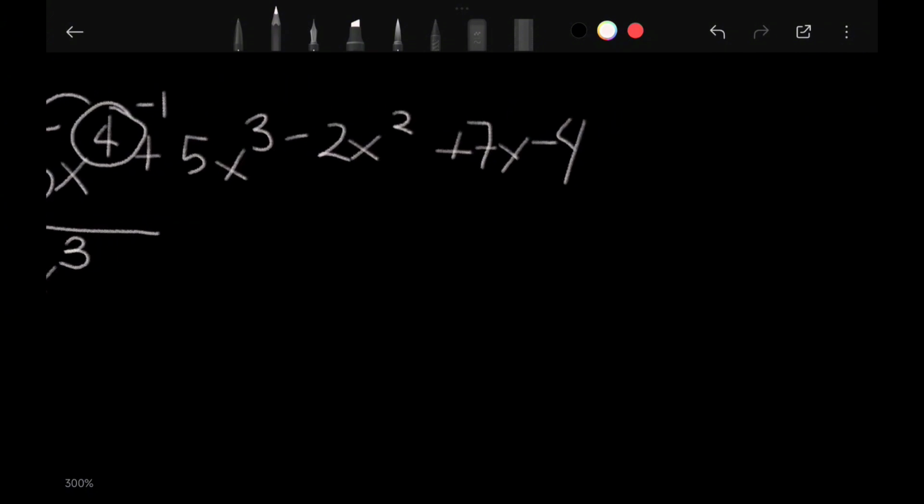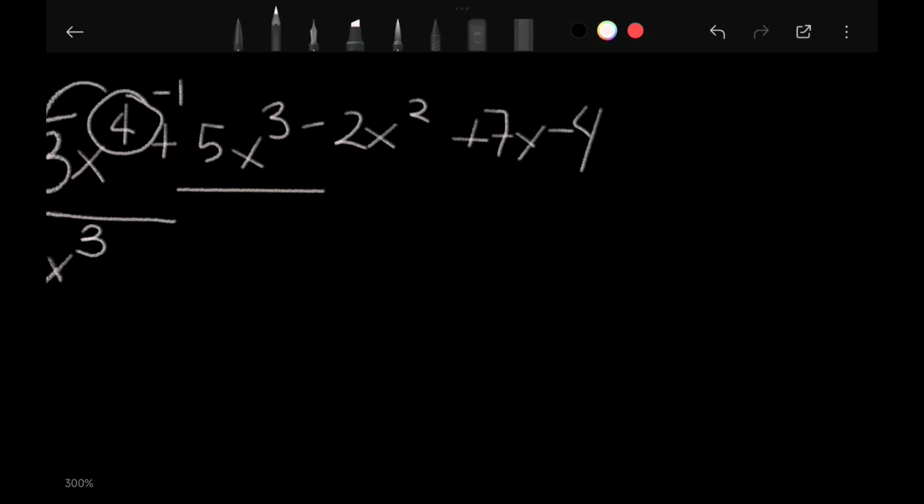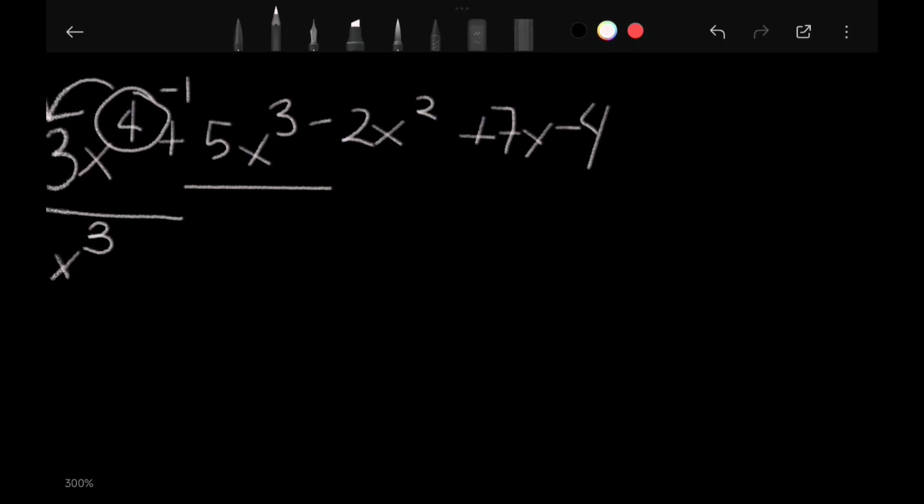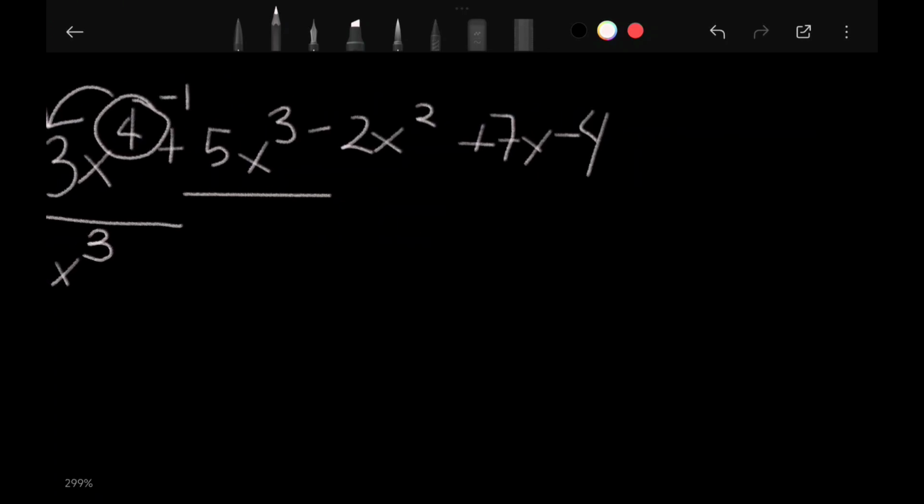Next, we have 5x to the power of 3. Just like we did on the last term, we have to multiply 3 times 5, which is equal to 15. And then bring down the x, then subtract 1 from the 3. So it will become 2. So the answer would be 15x squared.